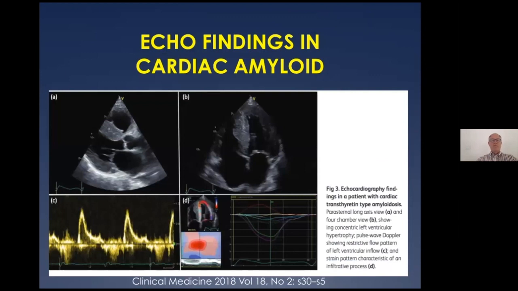These are some of the echo findings in cardiac amyloid. What we find is the thickening of the ventricle. Sometimes you can see a glistening within the left ventricular wall. What we see also is this restrictive pattern in terms of mitral valve inflow, and we also see an abnormal strain pattern on cardiac echo with amyloid.